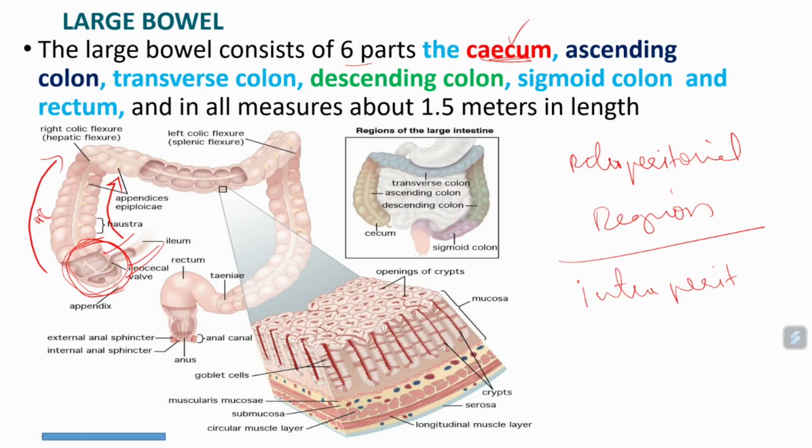This is not important for us, just for understanding I'm trying to tell you. This colon is called the ascending colon. The ascending colon is present backwards. Backwards means it is present in the retroperitoneal region, behind the peritoneal cavity. That you have to understand.